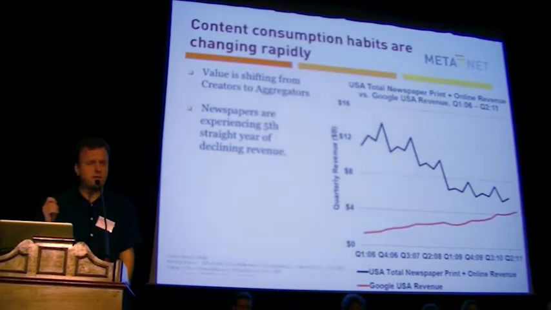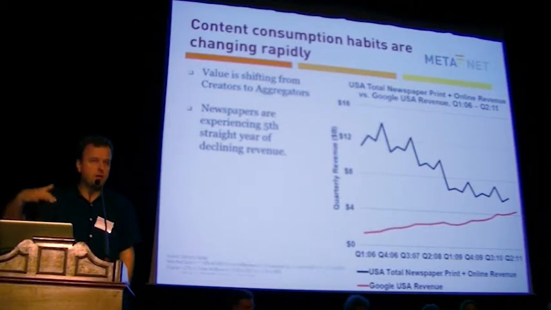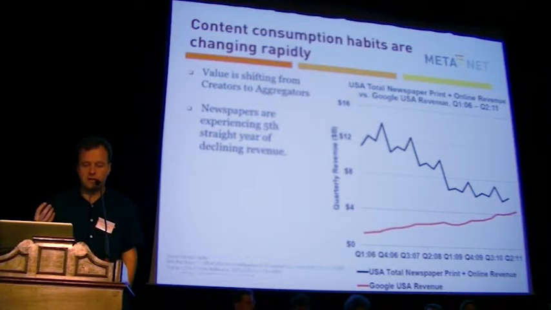Next thing, it's very important: content consumption habits are changing rapidly. This graph shows for the last couple of years how total newspaper print and online revenue is dropping versus, let's say, Google's revenue going up. So the message we should take here is that the value is actually shifting from creators to aggregators. This is, again, an important signal which we need to build in, especially when you think about this e-participation part and people's consumption habits.